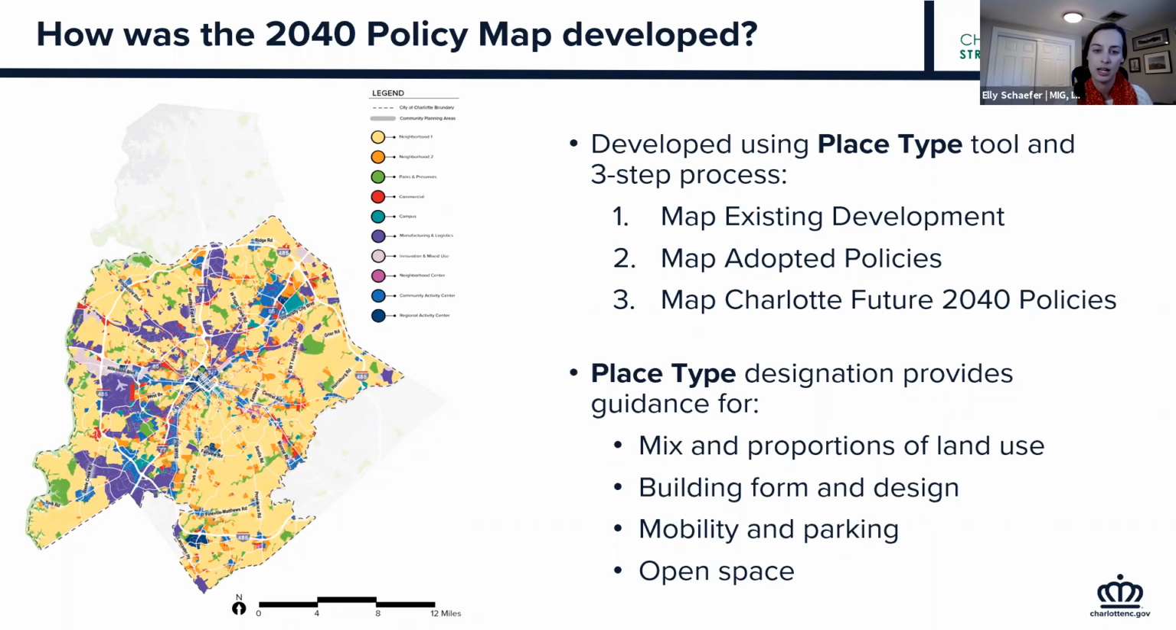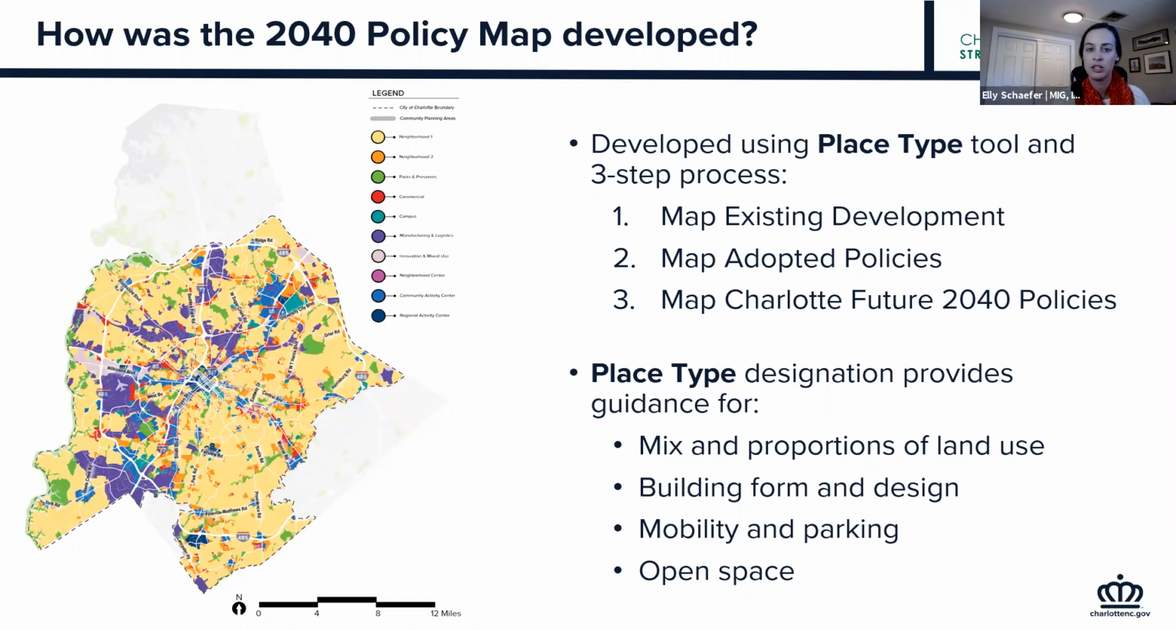The place types tool was vetted by the community during the development of the comprehensive plan. Stakeholders provided input on the types of places that were right for Charlotte. The 2040 policy map process applies the place types vetted during the comprehensive plan to specific geographies throughout our community. Using the new place types tool, the draft 2040 policy map was developed following 3 steps.